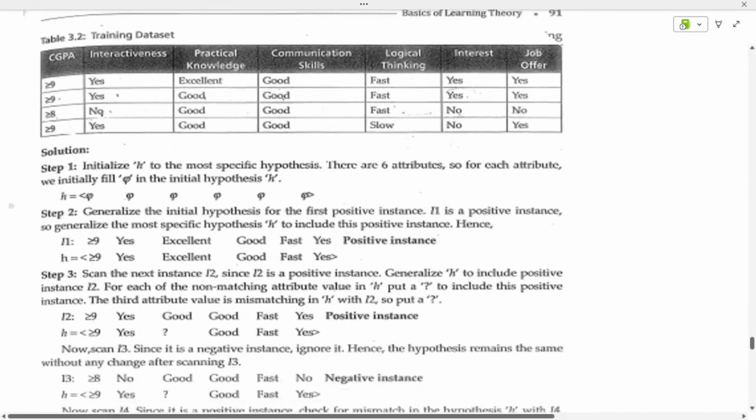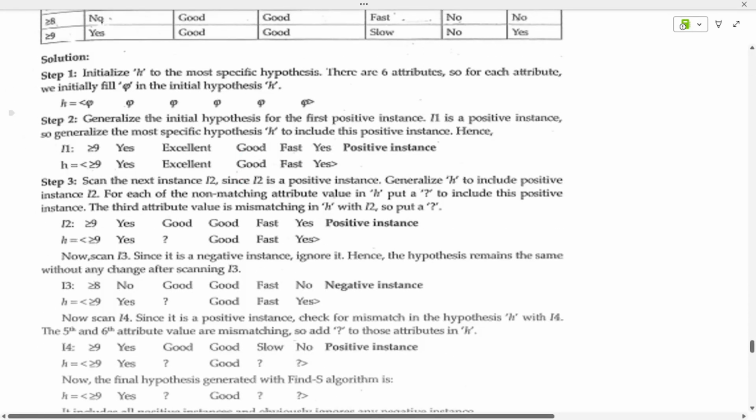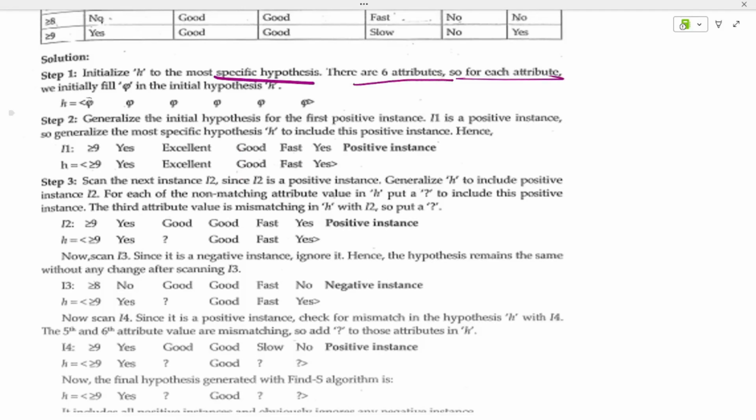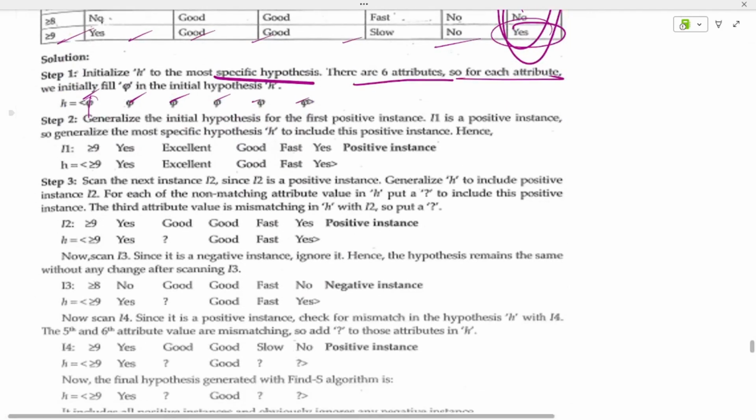Okay, next is one of the important concepts, one of the repeated ones, the Find-S algorithm. They have given a dataset. In step 1, you have to start with the most specific hypothesis. There are 6 attributes, so for each attribute you will give it as null: 1 2 3 4 5 6. The job offer column, which is yes or no, is not considered, because you use it only to verify whether the student got the job offer or not.